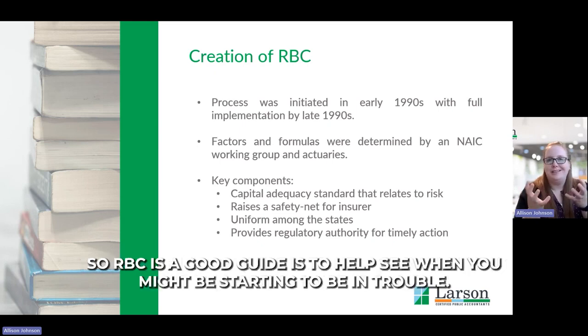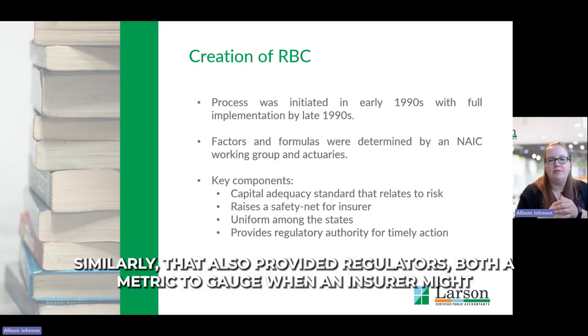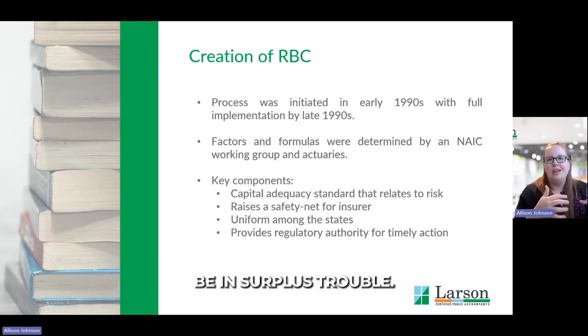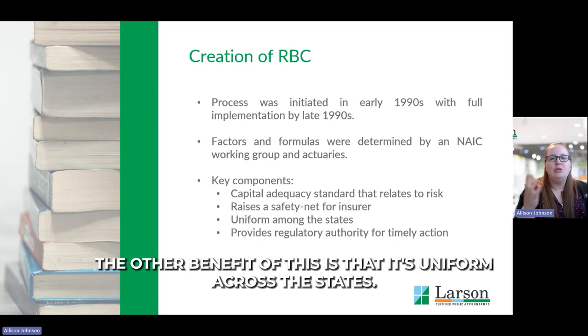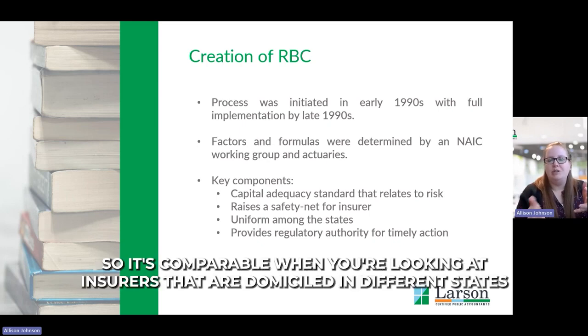So RBC is a good guide as to help see when you might be starting to be in trouble. Similarly, that also provided regulators a metric to gauge when an insurer might be in surplus trouble. It also provided them the authority to step in once RBC gets to a certain level. The other benefit of this is that it's uniform across the states. So it's comparable when you're looking at insurers that are domiciled in different states.